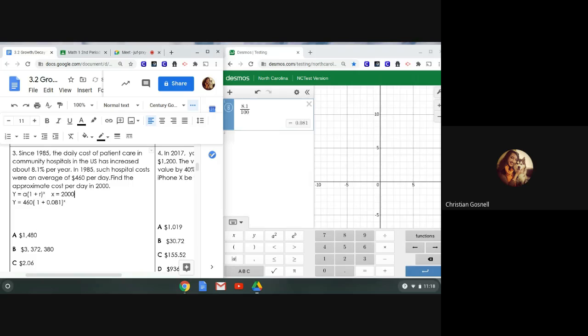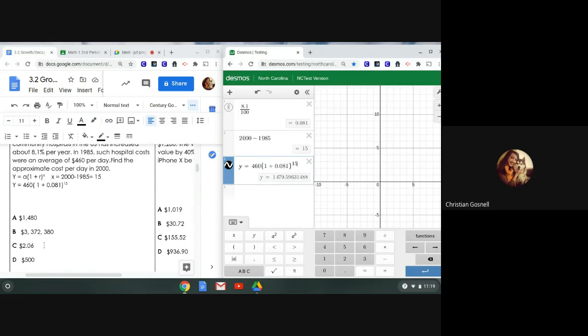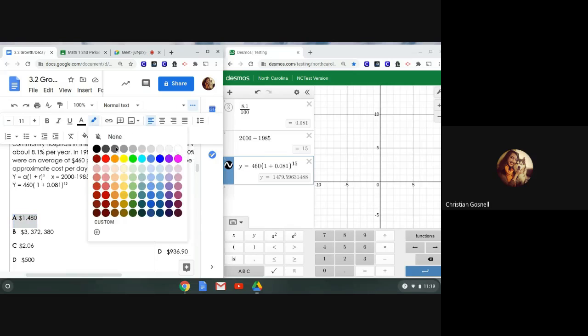So 2000 minus the start year, 1985, which is 15 years. If you don't want to do the mental math, you can type that into Desmos, which is 15. So that means our x, our time, is 15. So let's type this in to Desmos. We have 460 parentheses 1 plus 0.081, and then our exponent is 15. So that's 1,479, which would be A, because it does want the approximate. So A is our answer here.